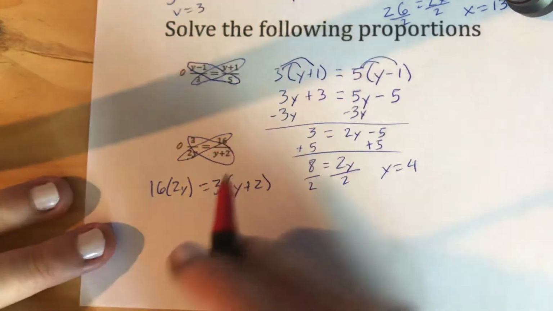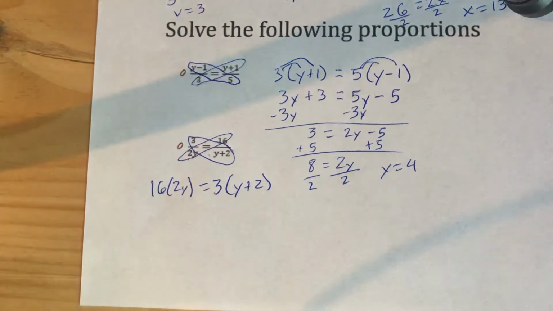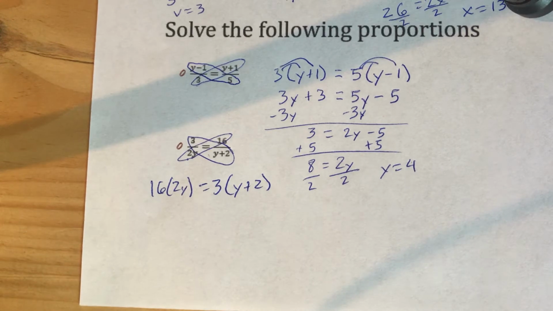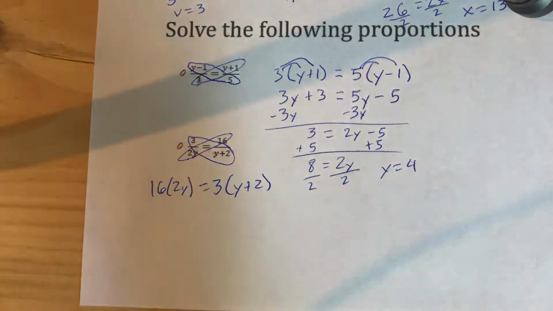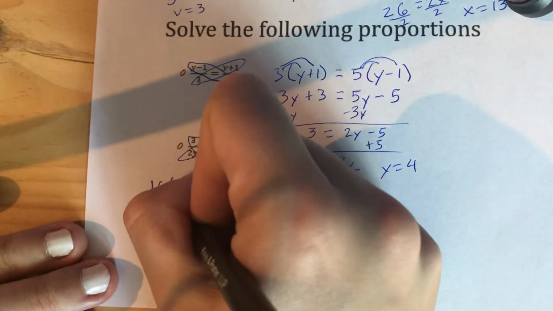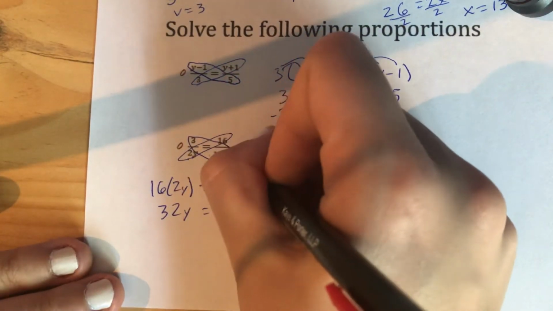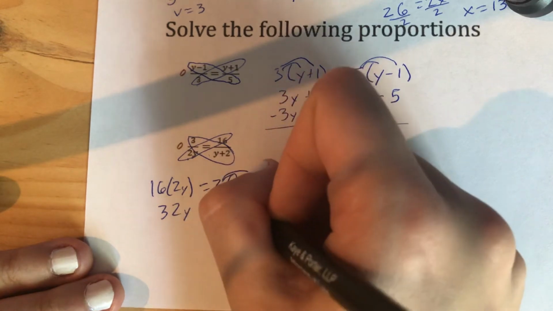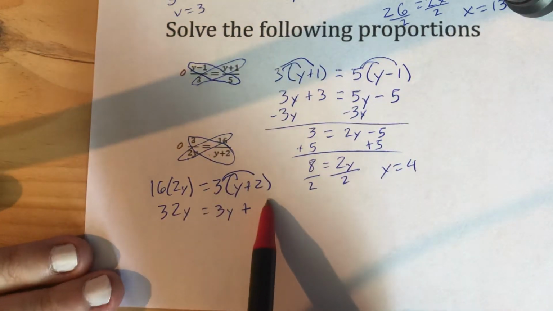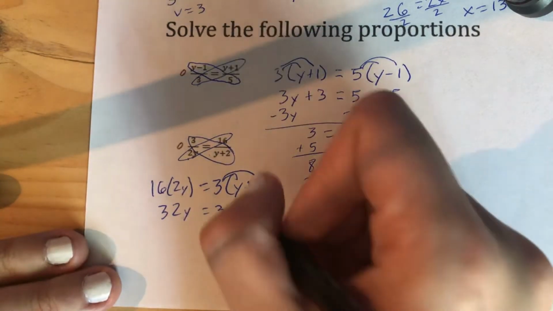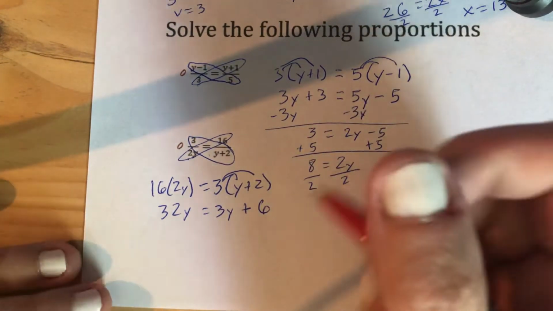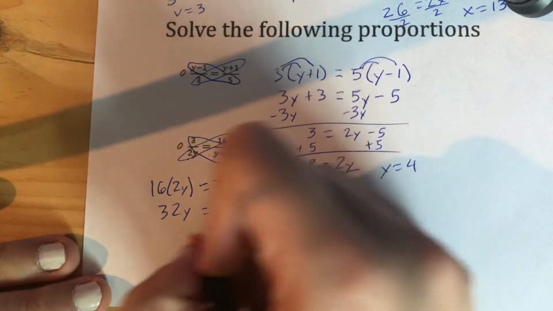If you want to put things in parentheses like this, I'm totally fine with you doing that if it helps you keep things straight. But we'll do 16 times 2, so that's 32y. And then we're going to distribute the 3. So this is 3y plus, make sure you're not adding, 3 times 2 is 6. Okay? And then we're going to subtract 3y.